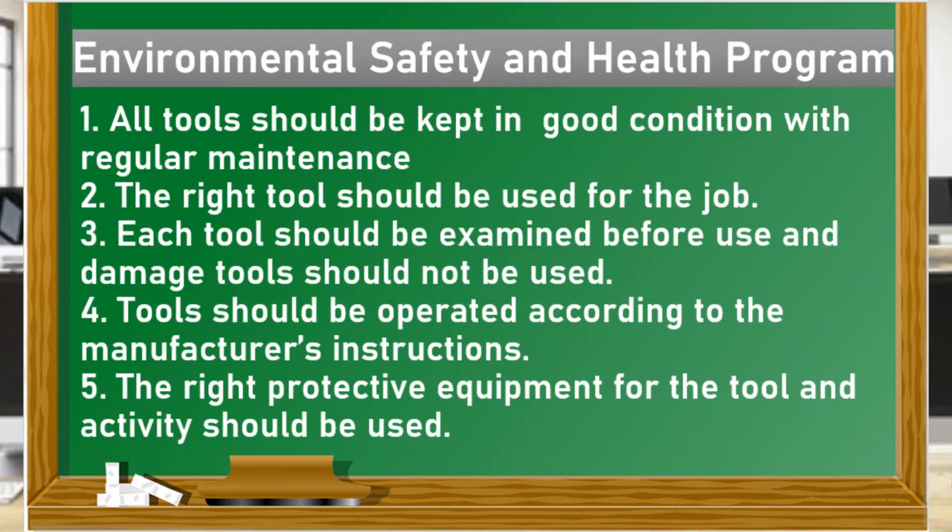Let's read the Environmental Safety and Health Program. Number 1. All tools should be kept in good condition with regular maintenance. Number 2. The right tool should be used for the job. Number 3. Each tool should be examined before use and damaged tools should not be used. Number 4. Tools should be operated according to the manufacturer's instructions. Number 5. The right protective equipment for the tool and activity should be used. Now, let's proceed to page 4.